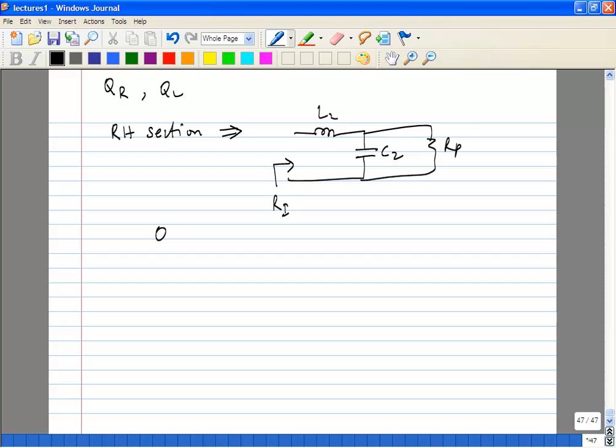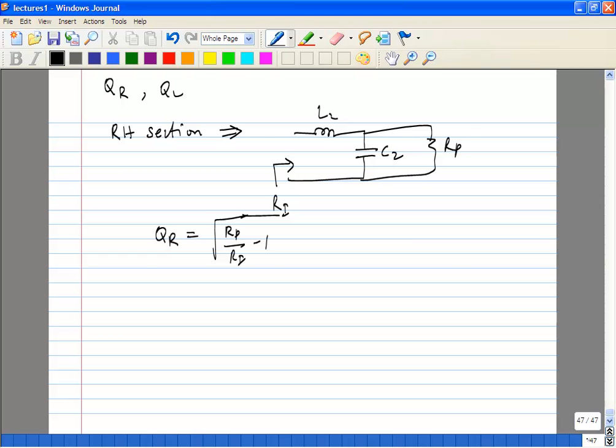Okay. So now you can define a Q on the right. What is this Q? Actually, it's Rp by Rs, right? Remember that it's always Rp over Rs minus 1. It's not Rs over Rp, it's Rp over Rs minus 1.